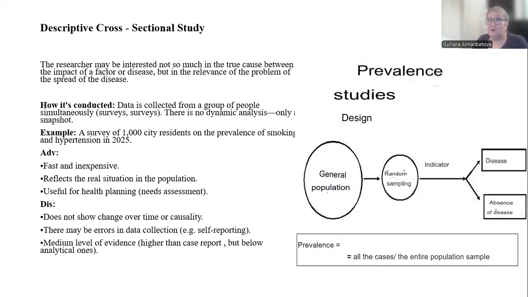Example: survey of 1,000 city residents on the prevalence of smoking and hypertension in 2025. Advantage: fast and inexpensive. Reflects the real situation in the population. Useful for health planning, needs assessment. Disadvantage: does not show change over time or causality. There may be errors in data collection, for example, self-reporting. Medium level of evidence, higher than case report but below analytic ones.